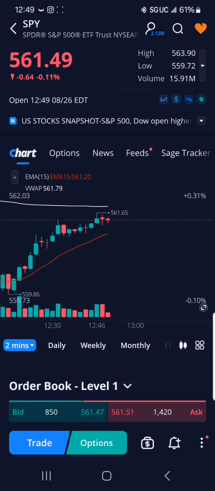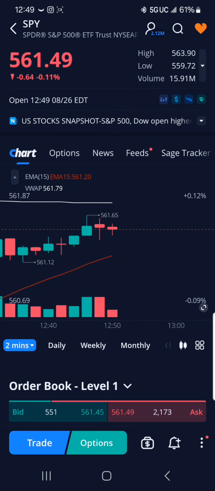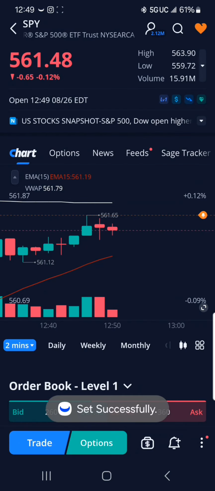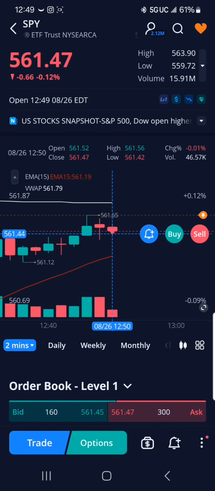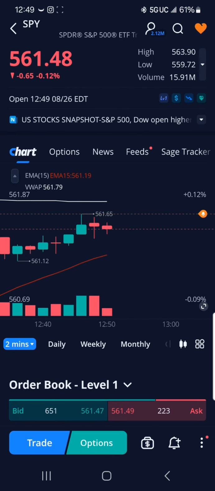I'm just going to wait for this candle to close, and if this candle closes red, then I'm going to jump in. And then the place to get out would be, at this point, if we get back up to 561.65, I'd put an alert there, and that would be my exit on a put. So with a put, I make money as the price goes down. So if it turns around and goes up to here, that's where I jump out.